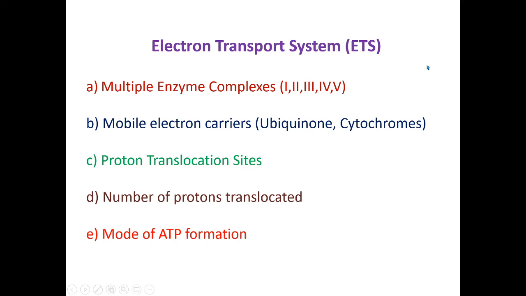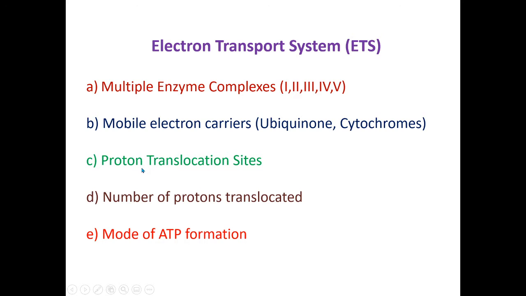The electron transport system. We need to know about the multiple enzyme complexes which take part in it, and the different mobile electron carriers, that is ubiquinone and cytochromes, and the proton translocation sites, from where to where protons are translocated, how many protons are translocated, and the mode of ATP formation. These are the things involved in the electron transport system, so we need to know about them.